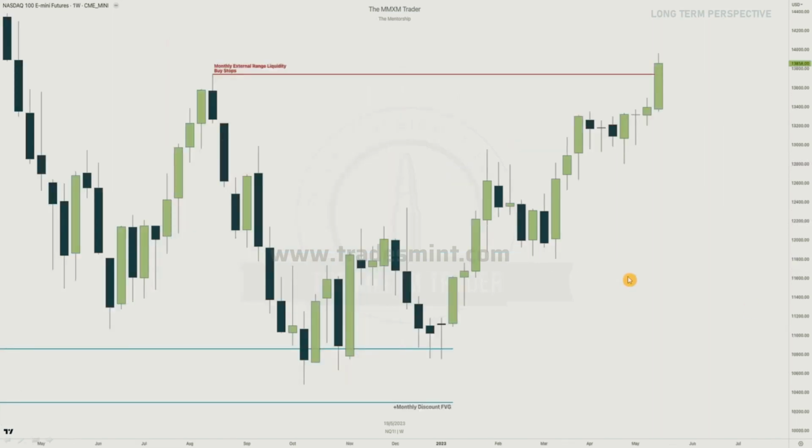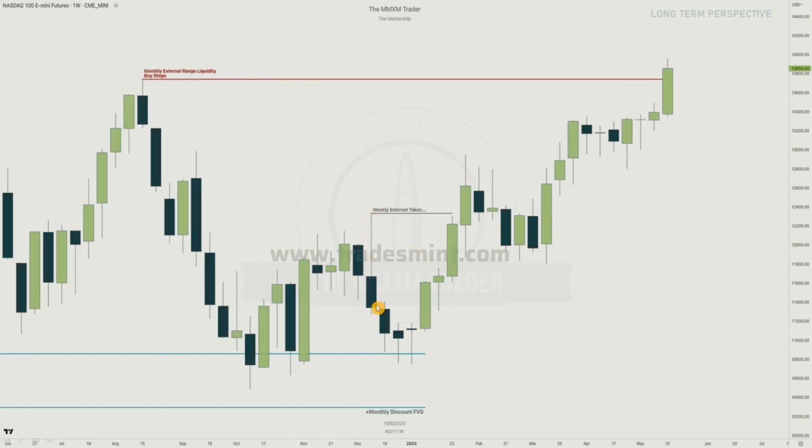Now let's look at the weekly structure after knowing what the monthly is most likely to do, right? We've got that monthly discount fair value gap, internal range liquidity, remember? We're going to external range liquidity next, so we know the weekly should be bullish, and without knowing those seasonal tendencies, we can use all the PD arrays moving up into that external range until we liquidate that.